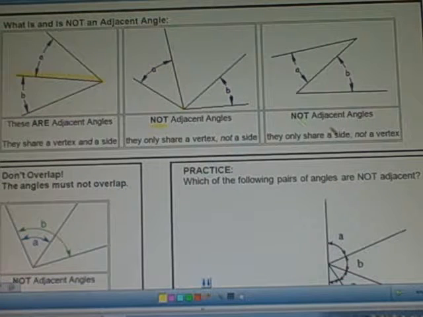These are also not adjacent angles. They only share a side. But the actual angles do not share a vertex. So this is not a vertex of the two angles because this is not creating an angle. So these are sharing a side and they are not adjacent angles.